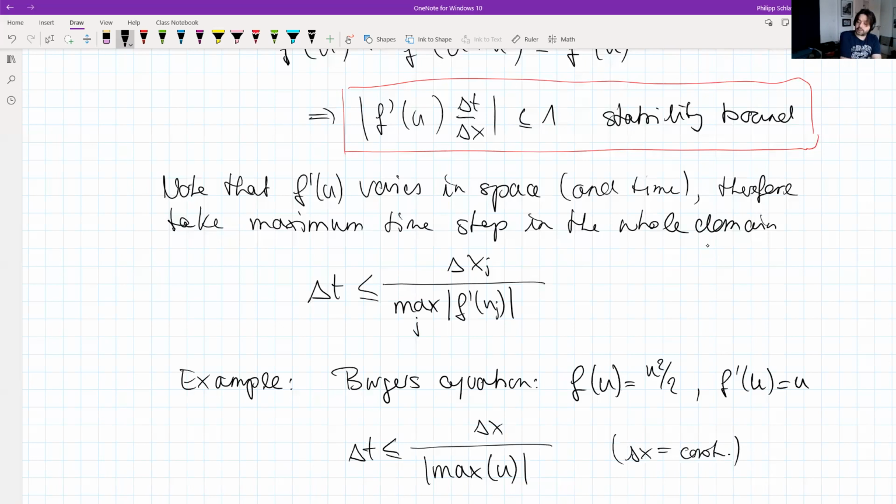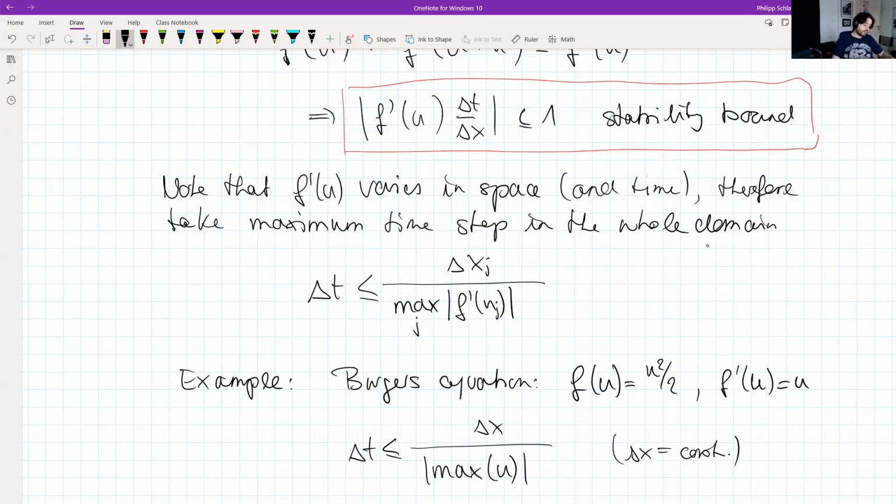And of course, this maximum of u may be a function of time. If you remember the example that we had before, the one in MATLAB, you saw that in the end, I just had an expansion fan where the maximum got lower and lower. That would mean that my time step would then become progressively larger, or the maximum possible time step would become progressively larger. So this is the way that it would work.